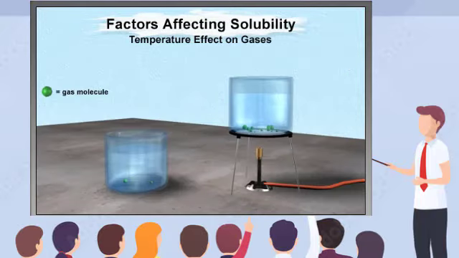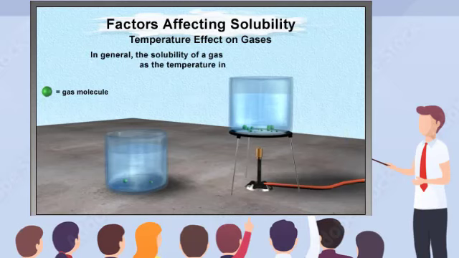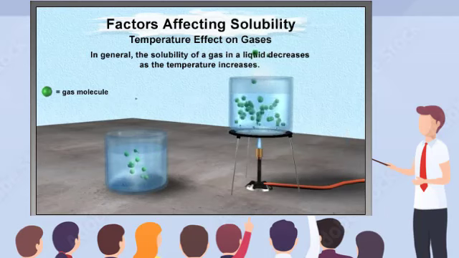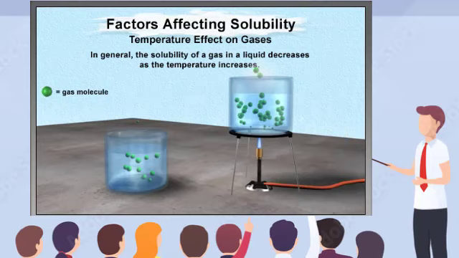Temperature is another factor that affects solubility. The effect of temperature on solubility is not the same for gas, solid, and liquid solutions. In general, the solubility of a gas in a liquid decreases as the temperature increases because the gas particles strike the solution surface more frequently and forcefully, causing the gas particles to escape readily from the solution. The fact that a gas becomes less soluble when the temperature increases has important environmental consequences.